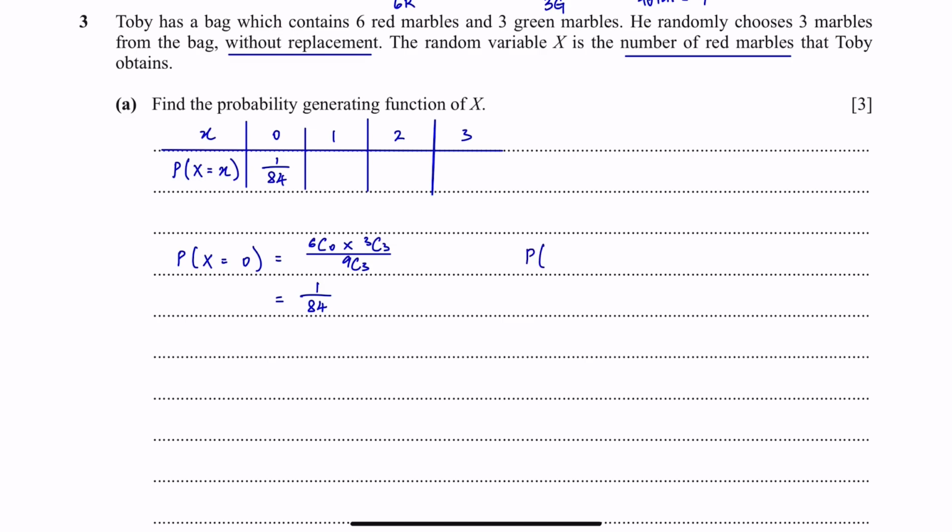And for x equals 1, that means he gets one red marble and two green marbles. So we have 6c1 times 3c2 over 9c3. So this would be 3 over 14.